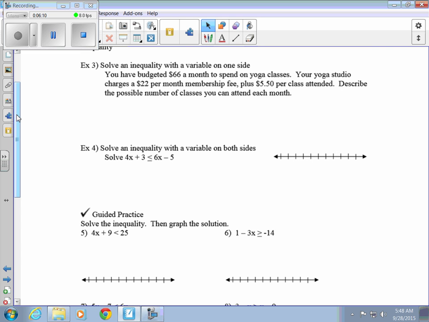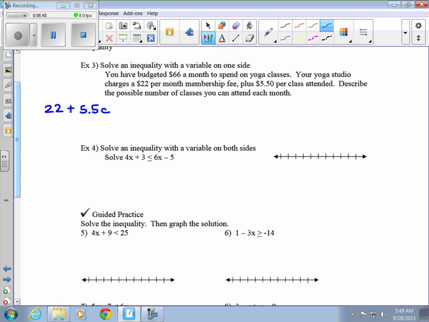It says you have budgeted $66 a month to spend on yoga classes. Your yoga studio charges a membership of $22 per month plus $5.50 for every class you attend. Describe the possible number of classes you can attend each month. So you have to pay $22 per month no matter what, whether you go to 0 classes or 100 classes. And then you're going to pay $5.50 per class. And it says you have budgeted $66 a month, which means you can spend a total of $66.